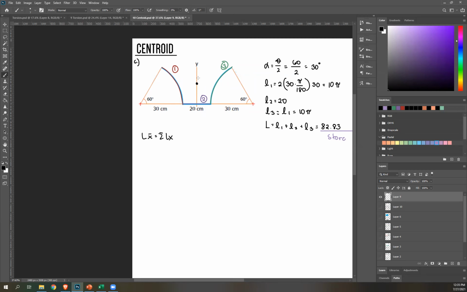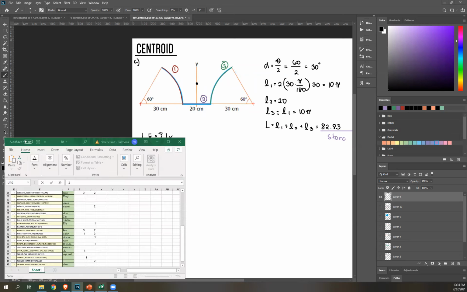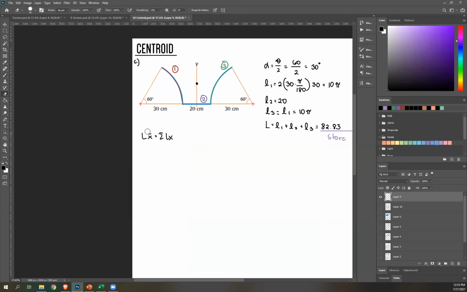Correct, Rafaela and Pamela. Zero. Very good. So again, this is one good thing when you know how to recognize symmetry. So by symmetry, X bar equals 0. Now this is only because your Y is directly on the line of symmetry.